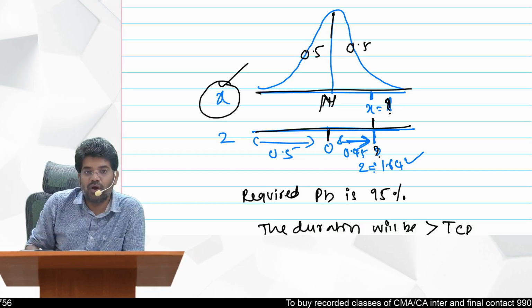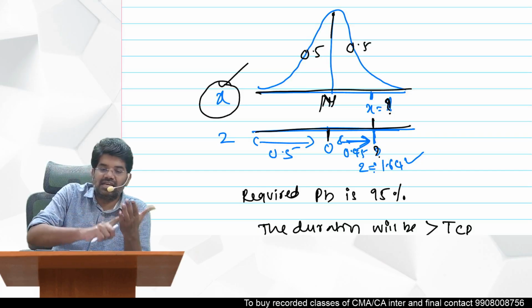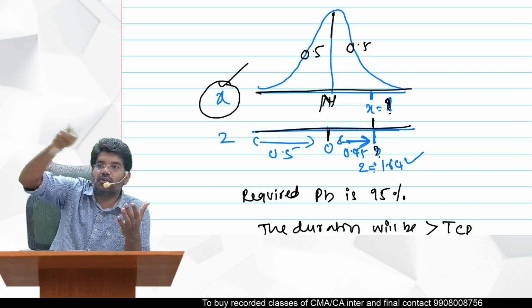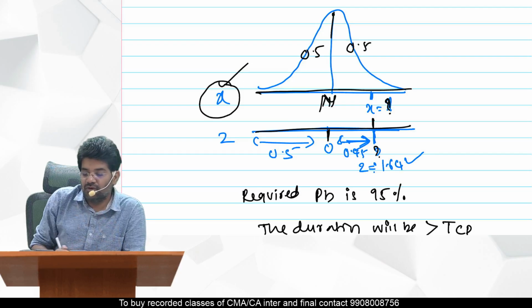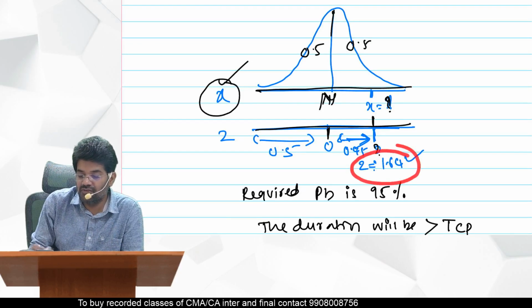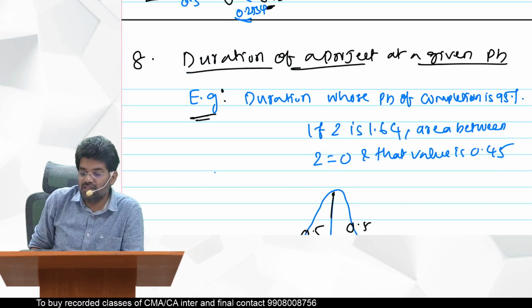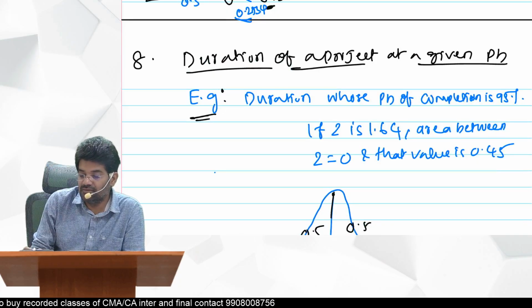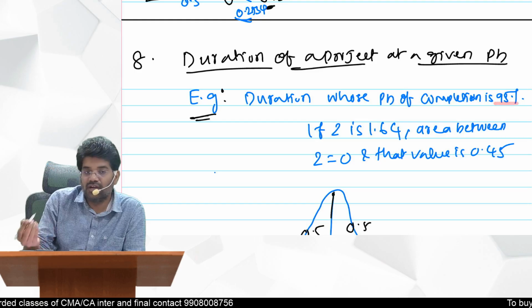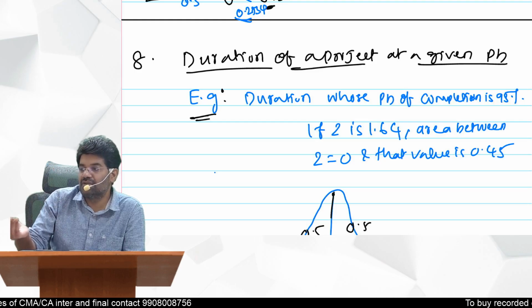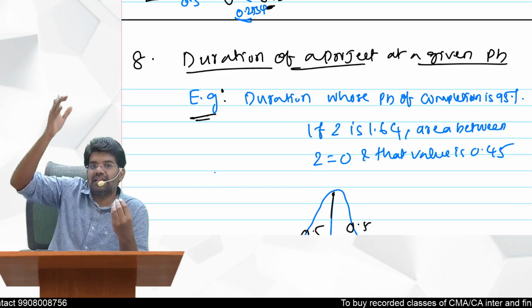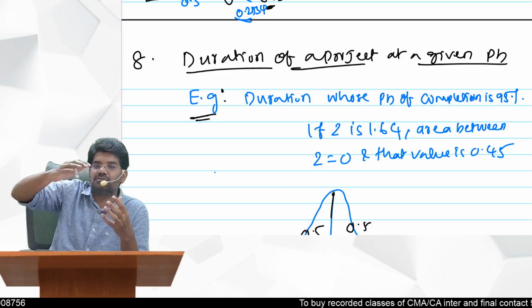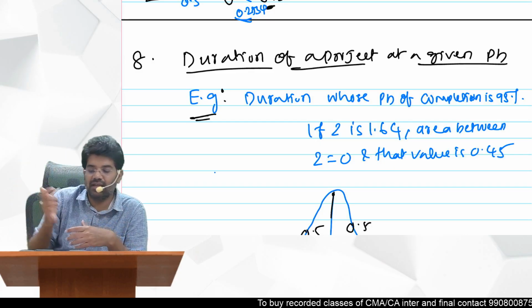We are getting 0.45, so we have to find out first which z figure corresponds to it. In the question they have not given the z value, they will not give you the z value. We have to find the z value first. Once you find the z value, then from the z value we can calculate the x value. Once you get the z value, substitute in the z formula, then you will get the x value.